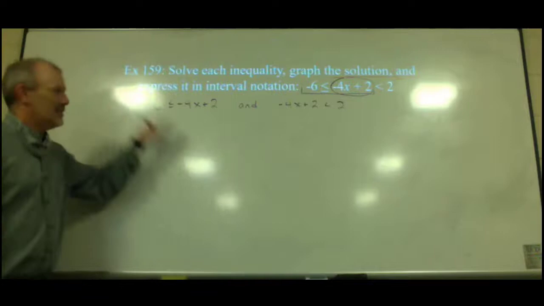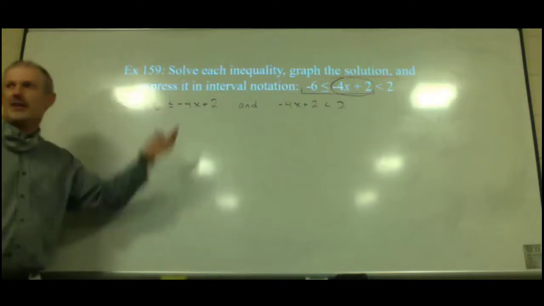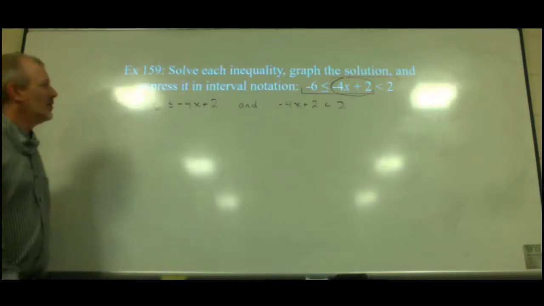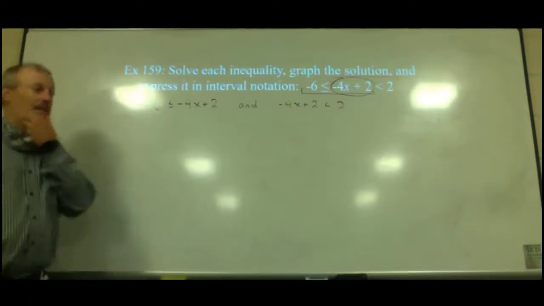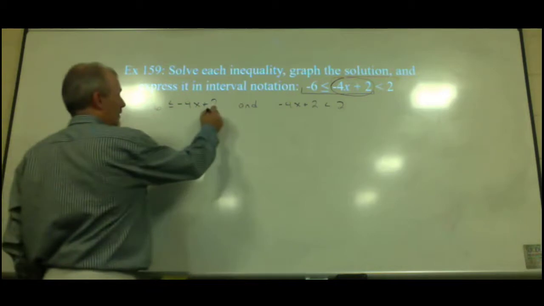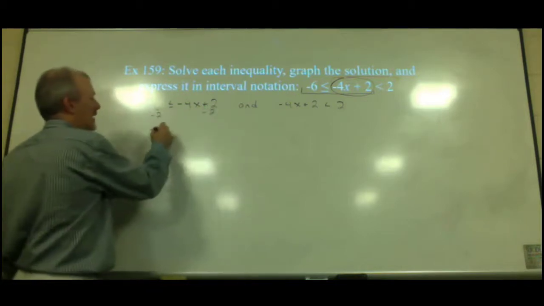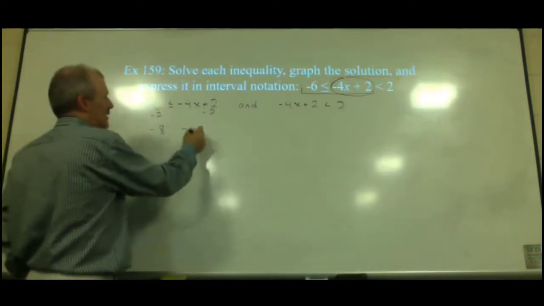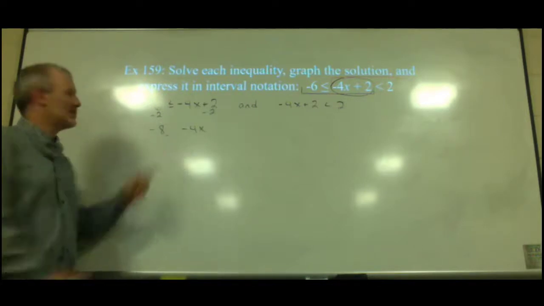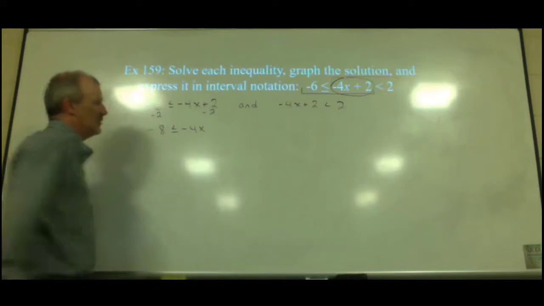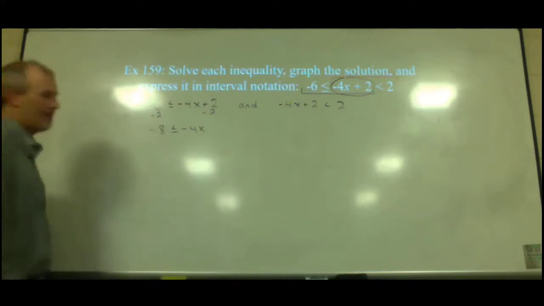Now, at this point, we just start solving and get the x by itself, right? So what would you do first on this one over here on the left? -2. Okay. So that makes -8 and -4x. And do we have to switch the sign? No, because we subtracted, so less than or equal to. Then what?